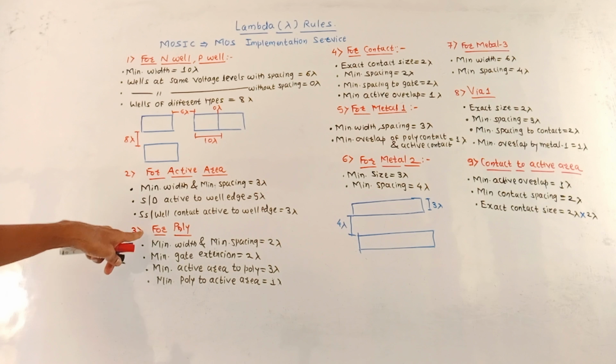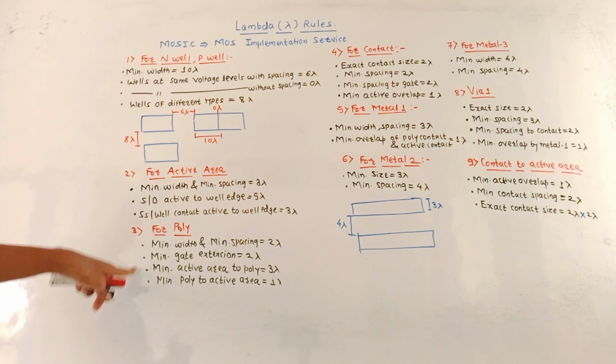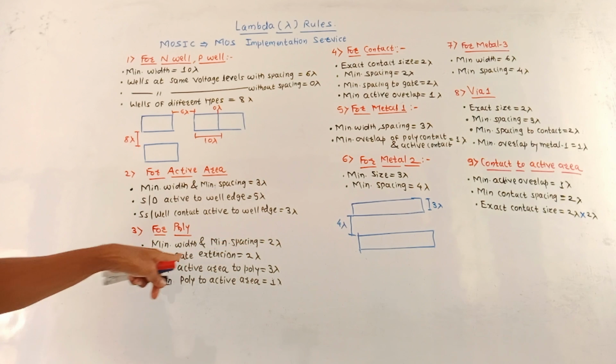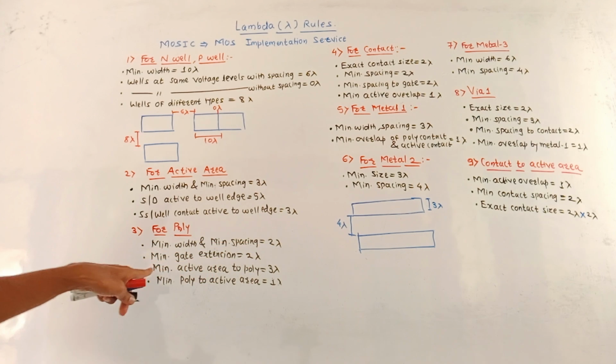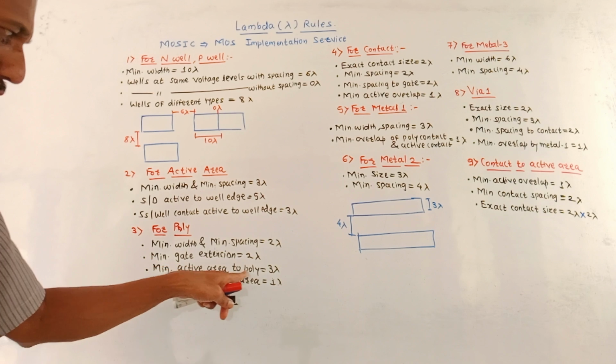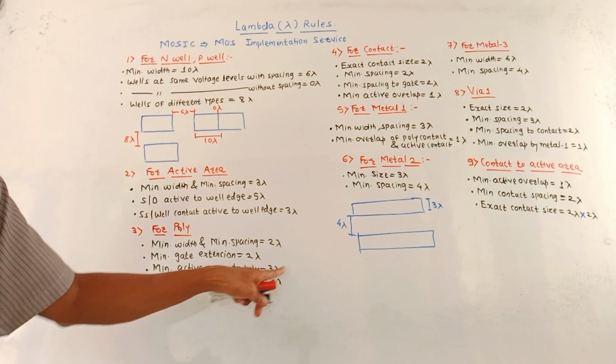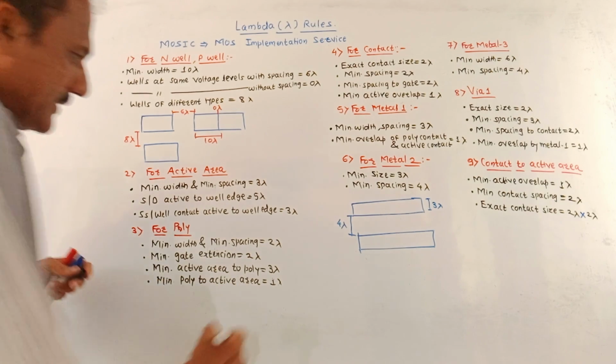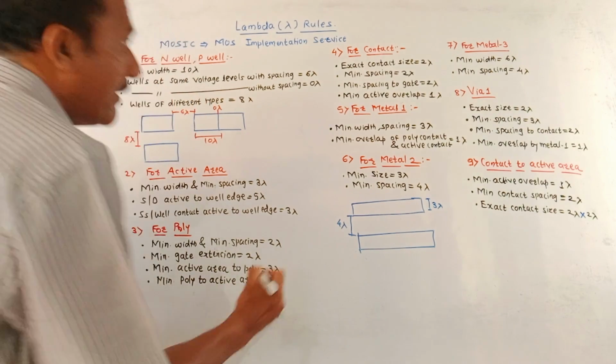Next is rules for polysilicon layer. So minimum width and minimum spacing is 3 lambda. Then minimum gate extension is 2 lambda. Minimum active area to poly layer is 3 lambda, and minimum poly layer to active area distance is 1 lambda.